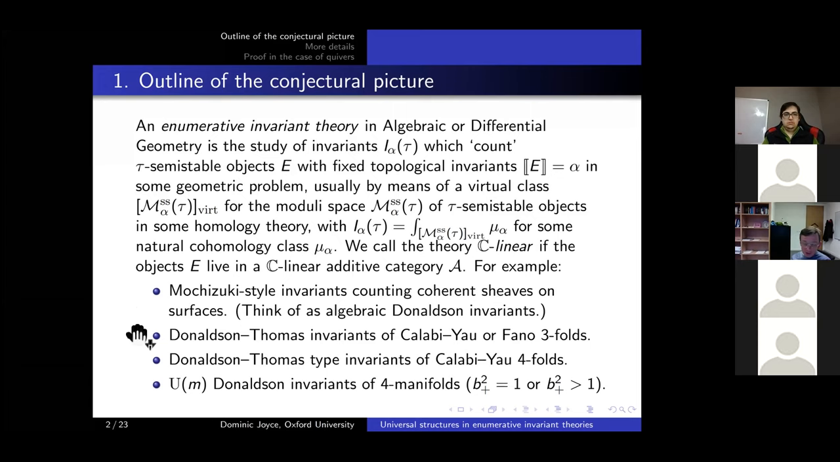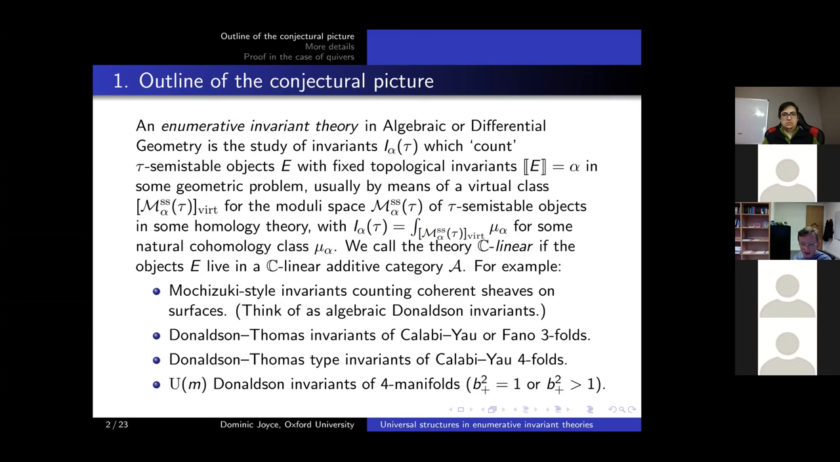Donaldson-Thomas invariants of Calabi-Yau three-folds or Fano three-folds can be fitted into this framework. Donaldson-Thomas type invariants of Calabi-Yau four-folds: this is a subject which is fairly much in its infancy. But a few years ago, in a paper with Dennis Borisov, I showed that you could define virtual classes for Calabi-Yau four moduli spaces. Recent work by Oh and Thomas and by some other people has produced a more algebraic geometric construction of those virtual classes. So some kind of Donaldson-Thomas theory of Calabi-Yau fourfolds is clearly going to happen in the medium-term future.